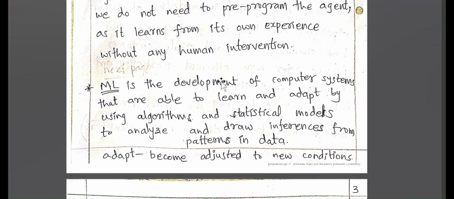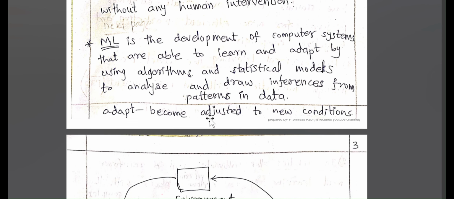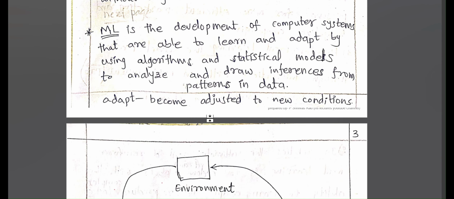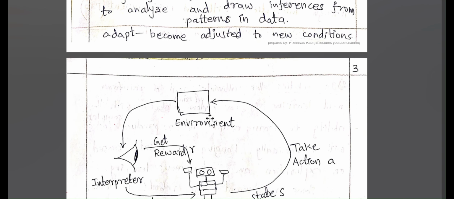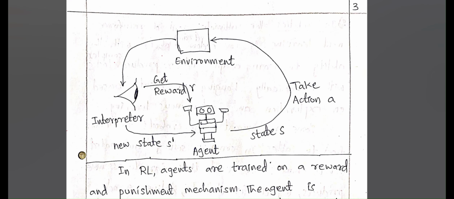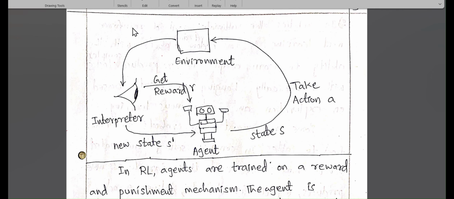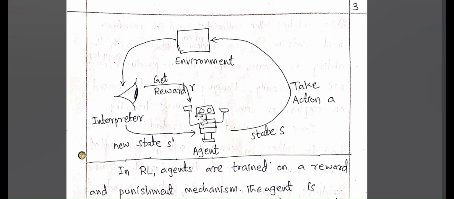ML is the development of computer systems that are able to learn and adapt by using algorithms and statistical models. To draw graphs or take inferences from patterns in the data, we use ML for developing the computer systems. So here you can see, it's an agent.